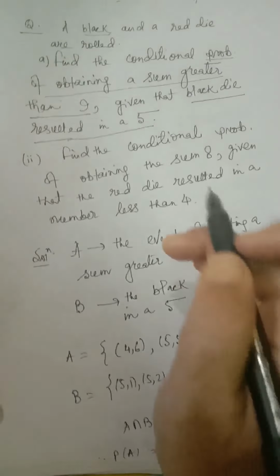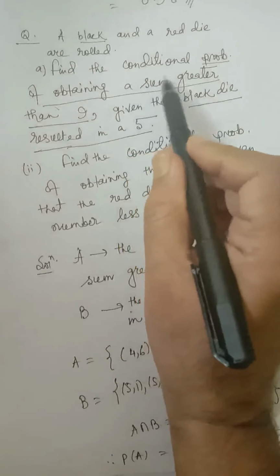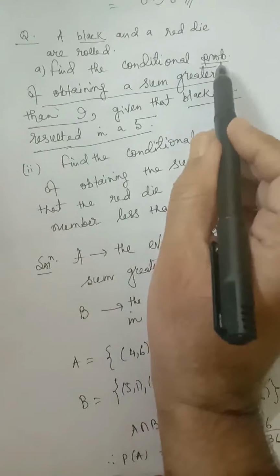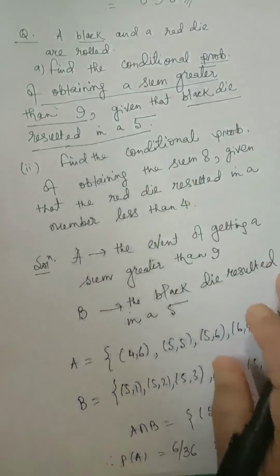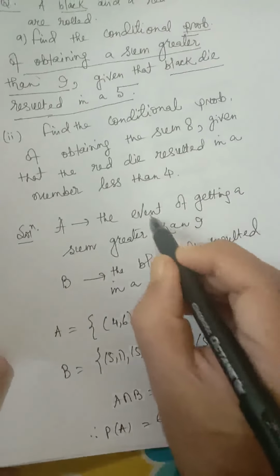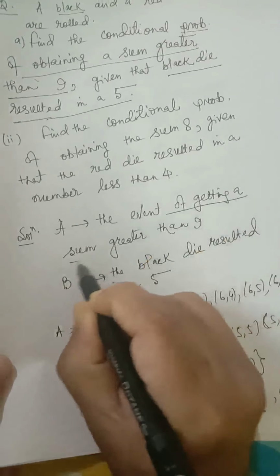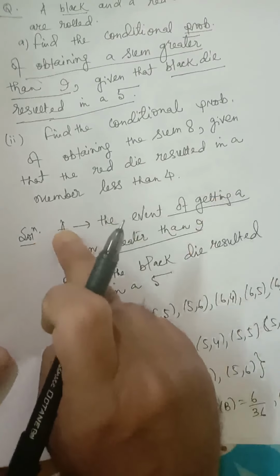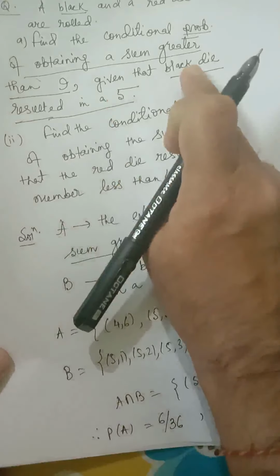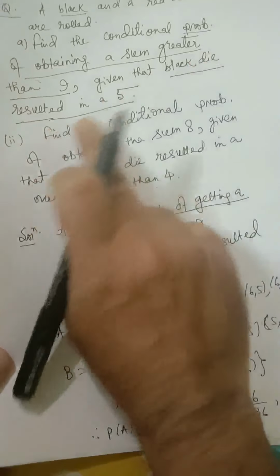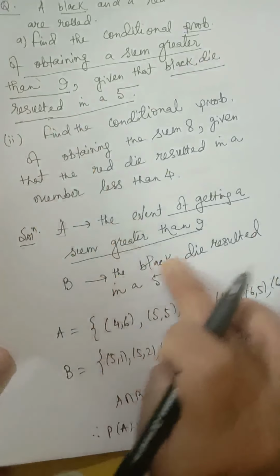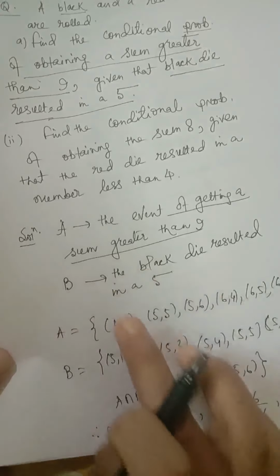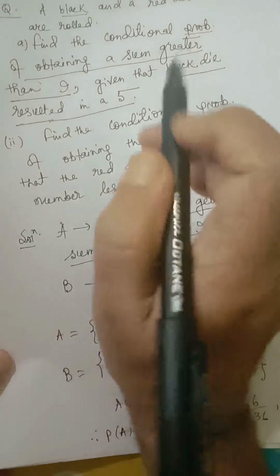Now what do we have to find? Find the conditional probability of obtaining a sum greater than 9. The event of getting a sum greater than 9 we have denoted by A. That means we have to find the probability of A, given that the black die resulted in a 5. The black die resulting in a 5 is our event B. So this has already happened, and this will come in the denominator. So P(A given B).